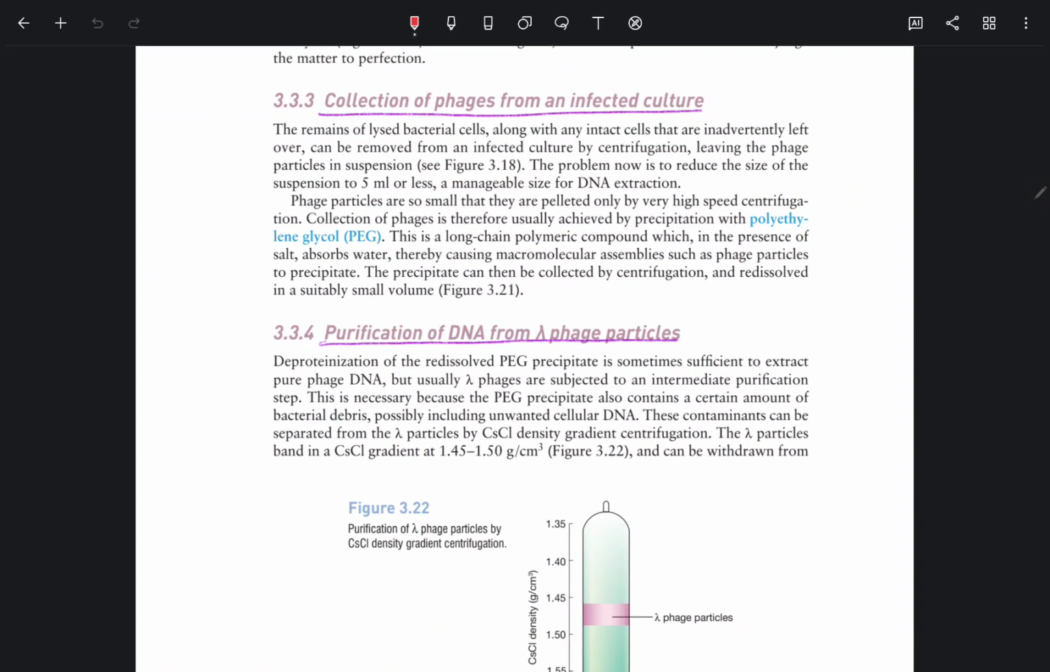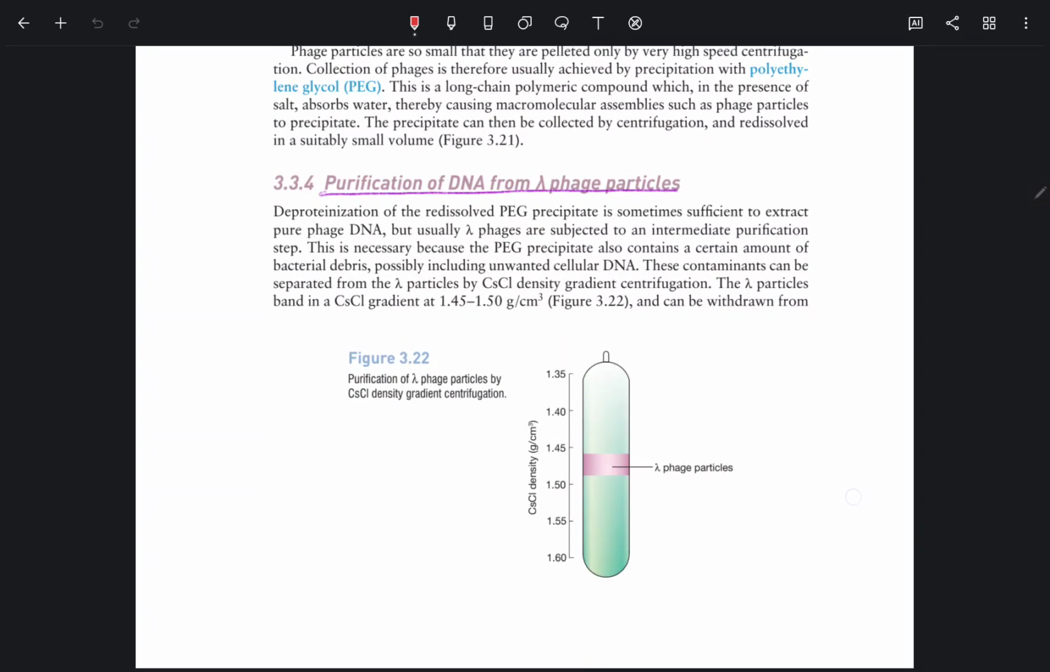Collection of phages from infected culture. The remains of lysed bacterial cells, along with any intact cells that are inadvertently left over, can be removed from an infected culture by centrifugation, leaving the phage particles in suspension. The problem now is to reduce the size of the suspension to 5 ml or less, a manageable size for DNA extraction.